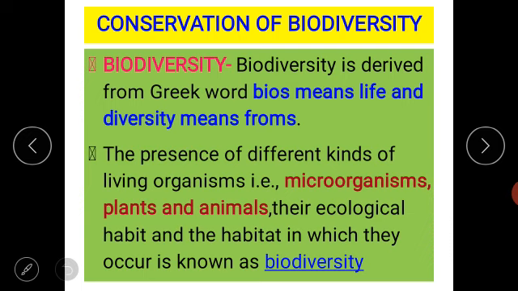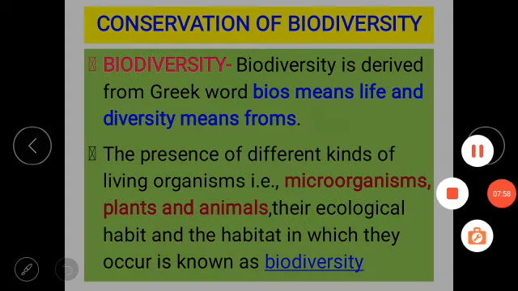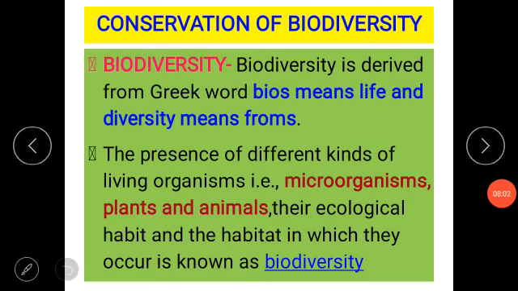Next point, conservation of biodiversity. Biodiversity is derived from the Greek word bios, meaning life, and diversity means forms. The term biodiversity is used to represent different species of organisms present on this earth and different forms of the same species. Simply put, the variety of species available on the earth is biodiversity. The presence of different kinds of living organisms, that is microorganisms, plants and animals, and the ecological habitat in which they occur is also known as biodiversity.